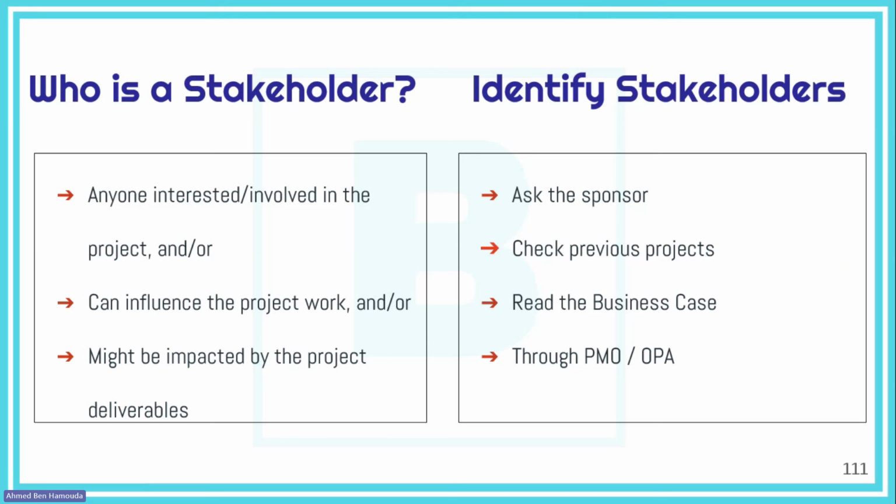And then even in the PMBOK from PMI, identifying stakeholders happens right at the start of the project. It does not happen only at the start of the project. It can happen all the time throughout the project. But once you start the project, once you're assigned as a project manager, probably the first thing you need to do is understanding the project context. You probably need to read the business case, start drafting the charter with the sponsor, and also at the same time, you need to identify your project stakeholders.